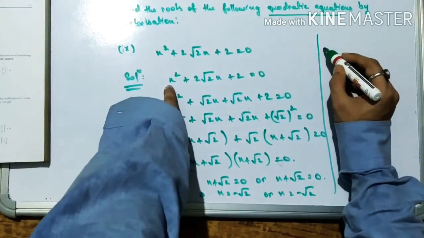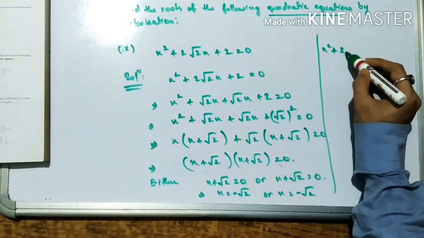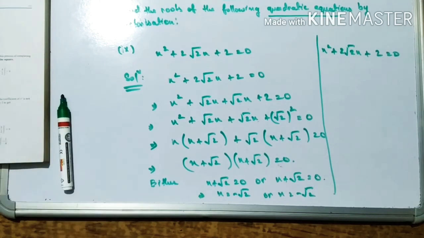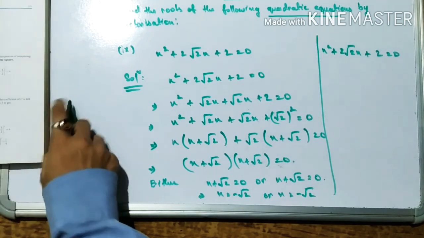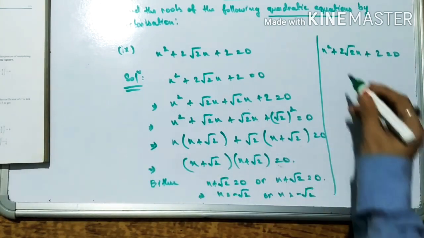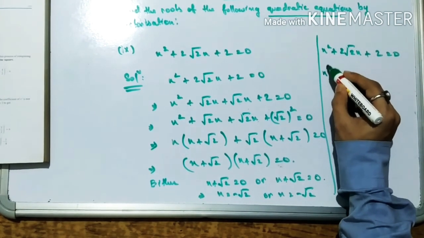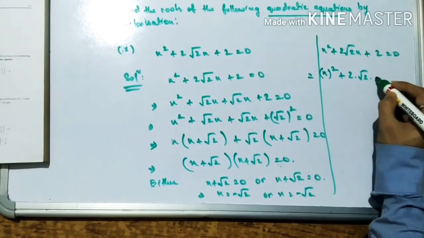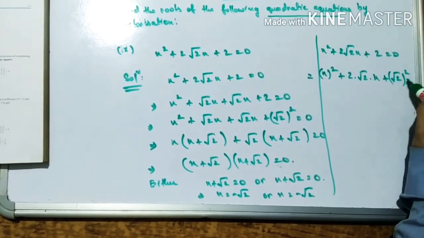You see, this is x square plus 2 root 2x plus 2 is equals to 0. So now in here, this whole thing I can bring in the form of a plus b the whole square formula. How I can bring it in here: this one I can write as x the whole square plus 2 into root 2 into x plus, in place of 2 I can write root 2 the whole square, is equals to 0.